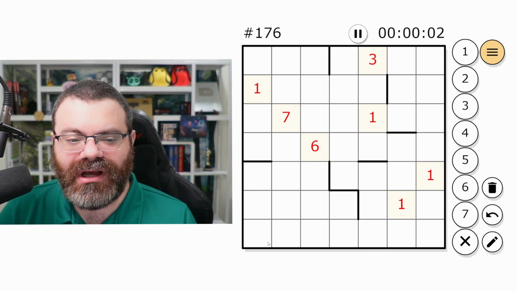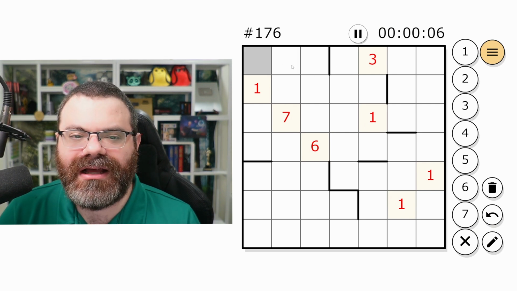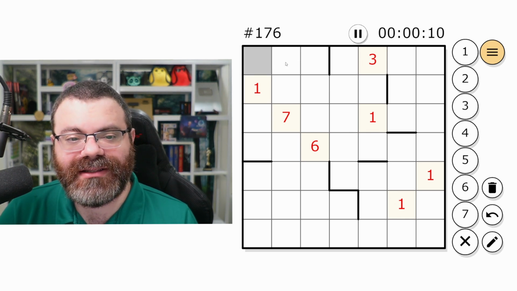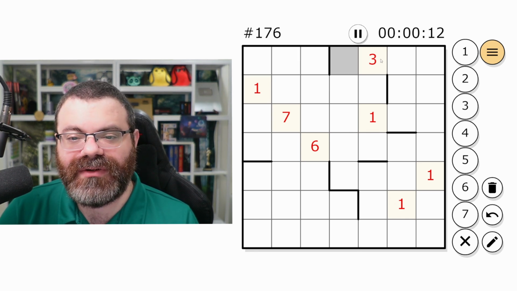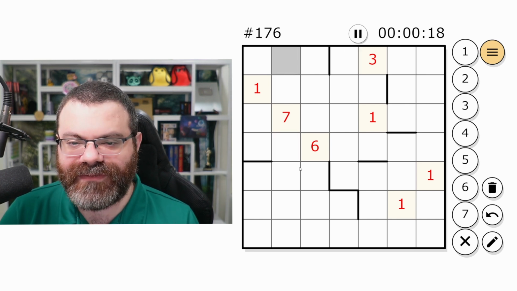Each row and column has been divided into segments by these black borders. Each segment has the digits 1 to n, where n is the length of the segment. So we need 1, 2, 3 here. We need 1 through 4 here. This segment here is a single, the whole column is one segment, so we need all of 1 through 7.